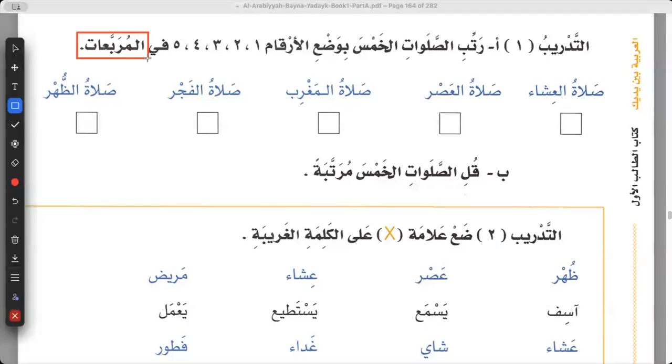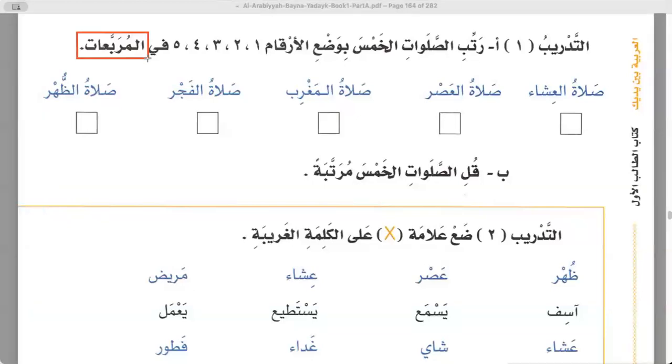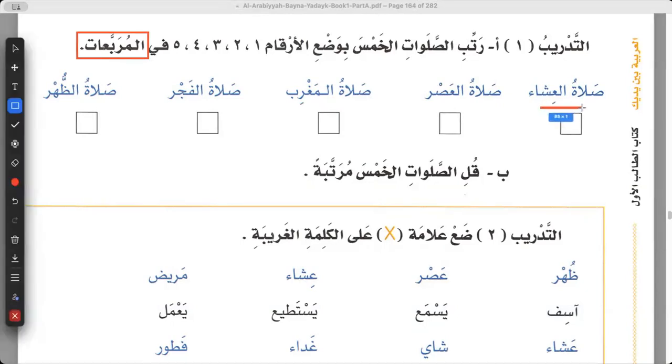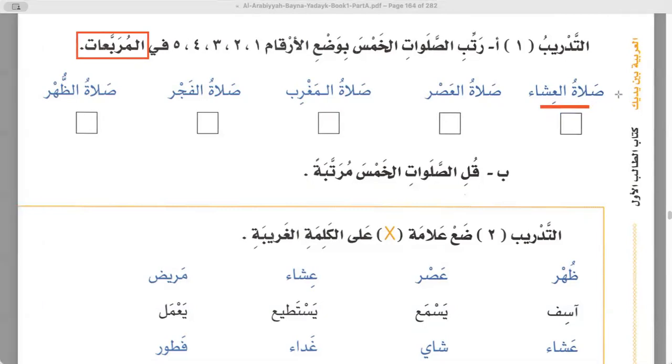So you have Salatul Isha, Salatul Asr, Salatul Maghrib, Salatul Fajr, Salatul Zuhr. This is a typical example of mudaf wa mudaf ilayh, Salatu al-Isha'i. So the two coming together give us a single name. So if you want to arrange, you put 1 2 3.